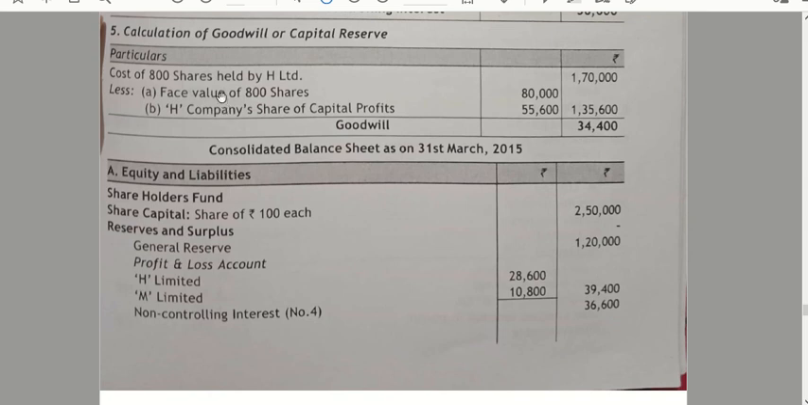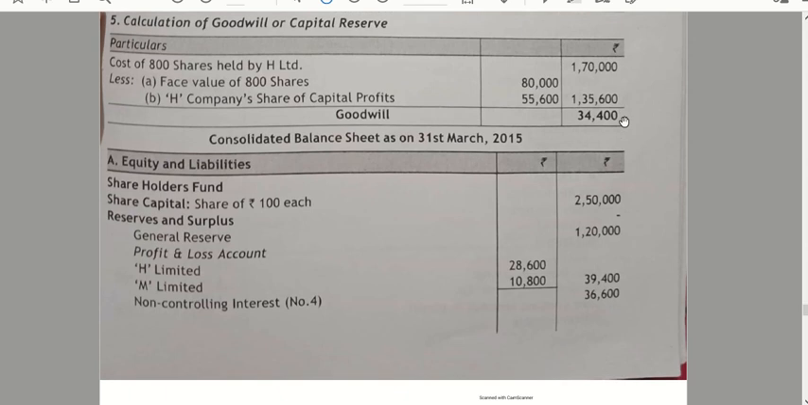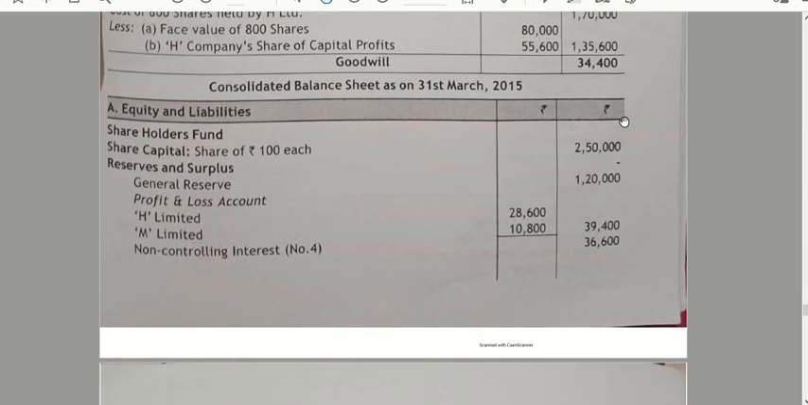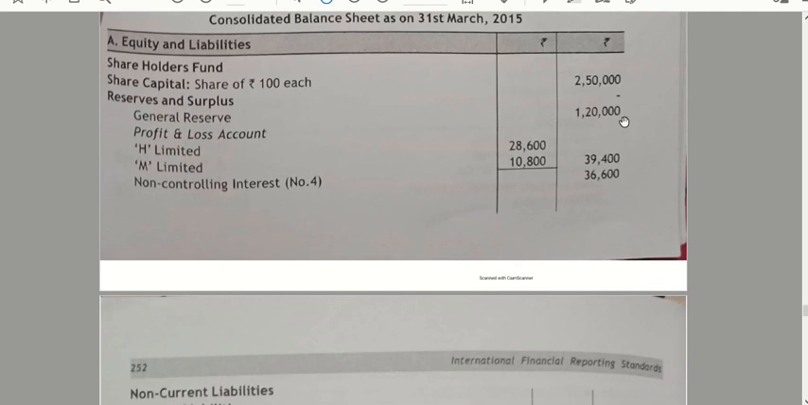Calculation of goodwill or capital reserve. So cost of 800 shares held by H Limited is 1,70,000 less your face value of 800 shares 80,000 and H company's share of capital profits 55,600. Total is 1,35,500. Since it's a positive figure, we have 34,400, which is considered to be the goodwill.